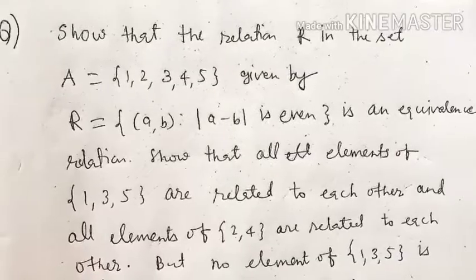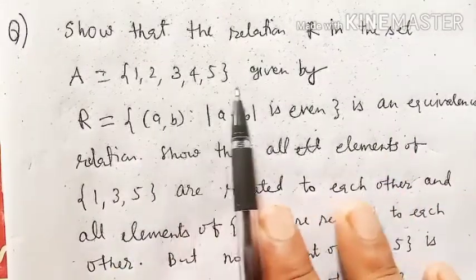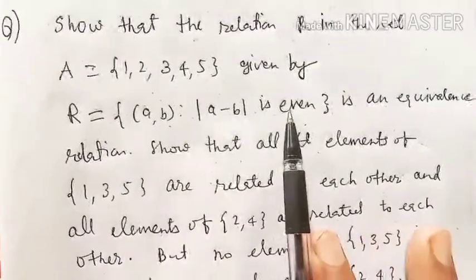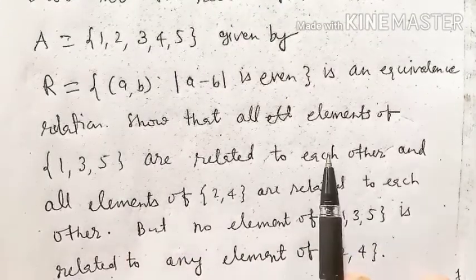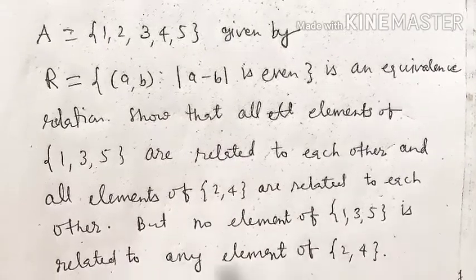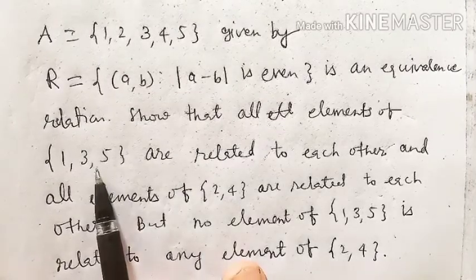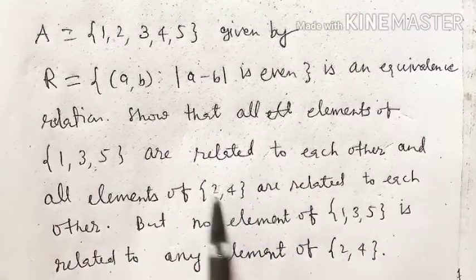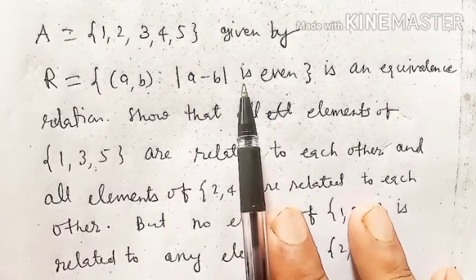Let us see an example. So here the question is, show that the relation R in the set A = {1, 2, 3, 4, 5}, given by R, the set of all ordered pairs (a, b) such that mod of a minus b is even, is an equivalence relation, so that all elements of {1, 3, 5} are related to each other and all elements of {2, 4} are related to each other, but no element of {1, 3, 5} is related to any element of {2, 4}. You can say that these two sets {1, 3, 5} and {2, 4}, which are subsets of this set A, are a partition of this set A, because the relation is equivalence.